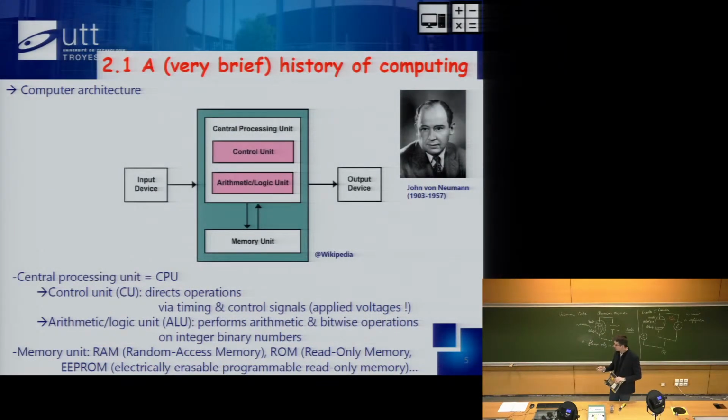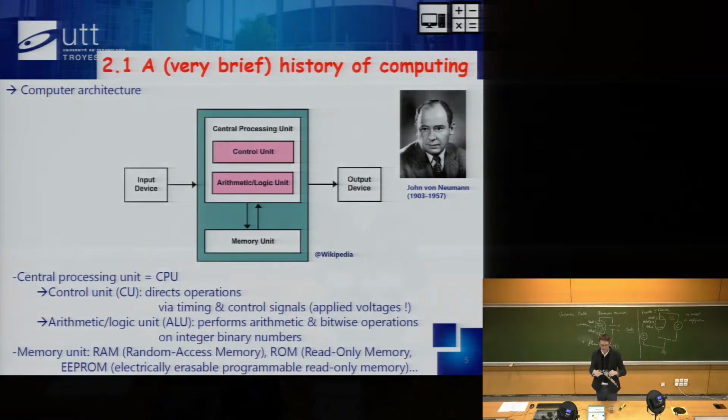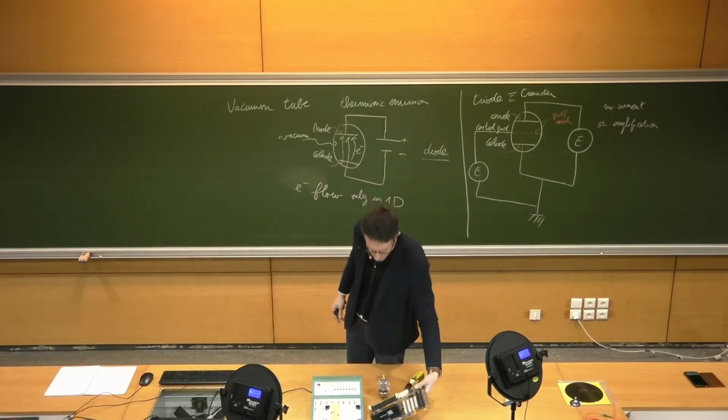So you have a CPU, central processing unit, where you have a control unit. You need to control everything, everyone. You have a unit that does arithmetic logic, the so-called ALU, that performs the arithmetic and bitwise operations on integer binary numbers. And then you've got to have a memory unit to store information and recover information. So there are all sorts of various memories, random access memories, read-only memories, electrically erasable programmable read-only memory, and so on and so forth. But you need some form of memory to keep the calculation going. And of course, you need an input and an output that can be given by various connectors or cards you can slide in, and so on and so forth.